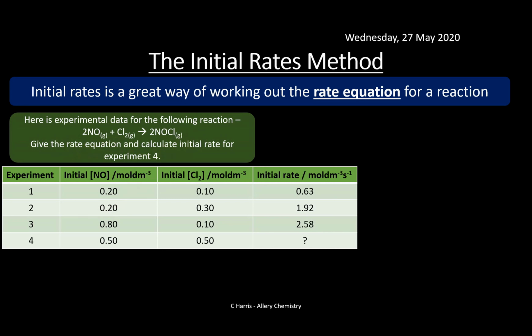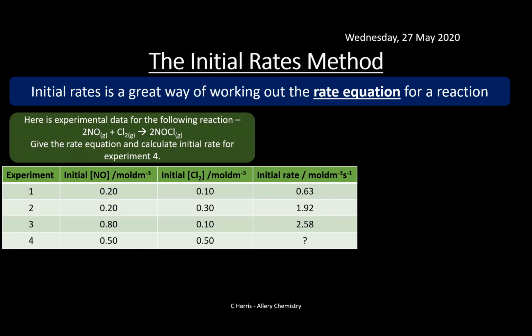So we've got our data table here. Just to navigate you around this table, you might get one of these in the exam, where we've got experiments 1, 2, 3, 4, and basically we've repeated this experiment 4 times. But what we've done is altered the concentrations of NO and Cl2, and monitored the initial rate of each of these. The problem is we don't know the initial rate for this one here, so we need to work that out. And obviously we need to work out the rate equation as well.